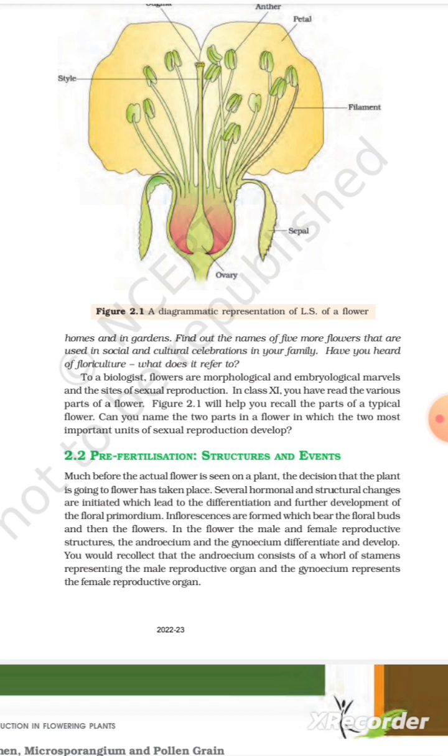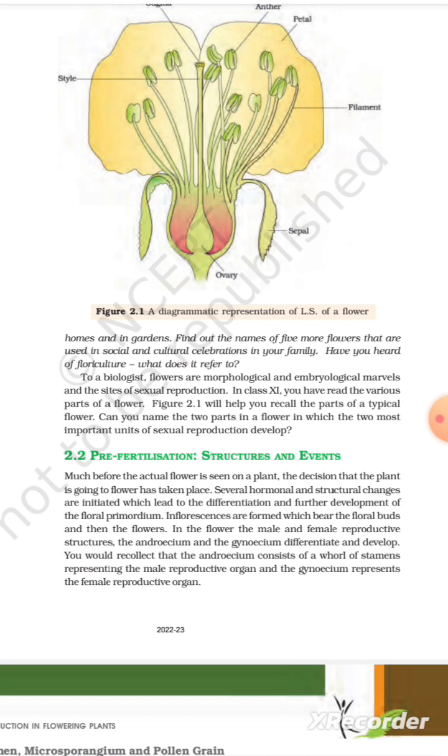2.2 Pre-fertilization structures and events. Much before the actual flower is seen on a plant, the decision that the plant is going to flower has taken place. Several hormonal and structural changes are initiated which lead to the differentiation and further development of the floral primordium. Inflorescences are formed which bear the floral buds and then the flowers.